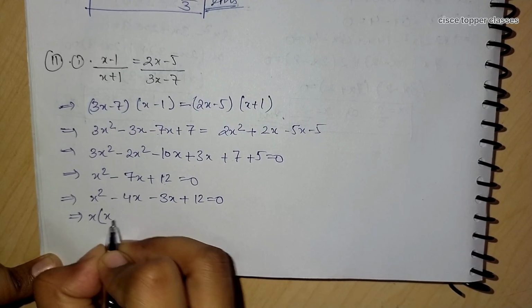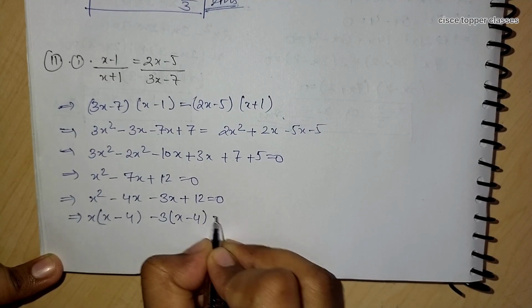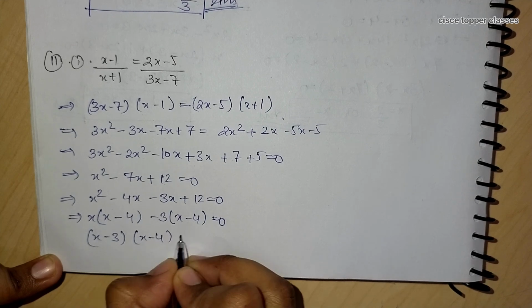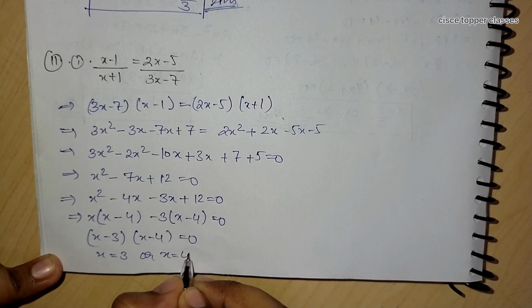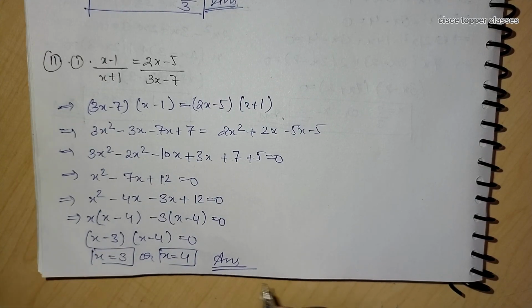Taking x as common, we will get x minus 4, minus 3 as common, x minus 4 again. So (x minus 3)(x minus 4) is equal to 0. From here x is equal to 3 or x is equal to 4 is the final answer in this question. So this is the answer here.